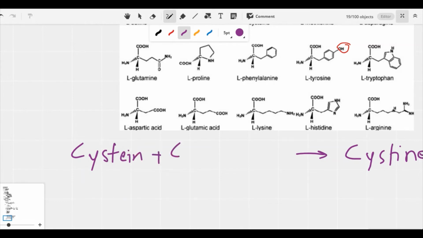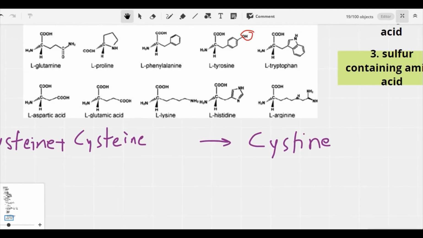Like here, it will make a branched chain. Okay, that is the third one.